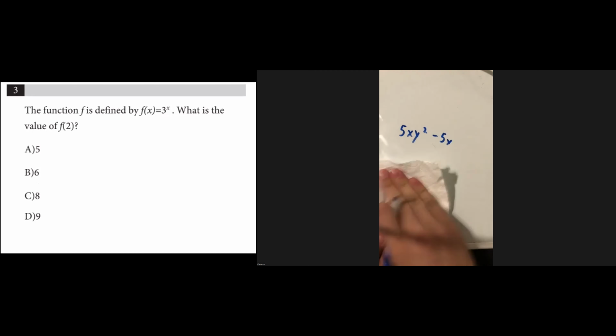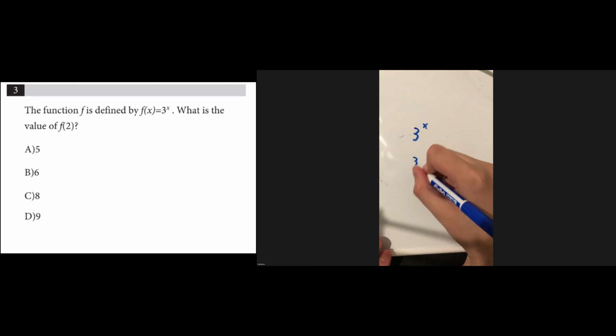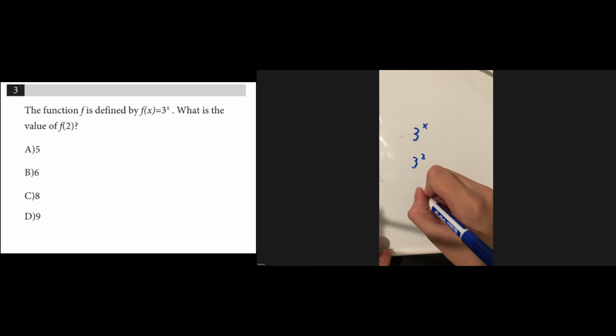Okay, so for this one, we're given an equation. f of x is equal to 3 to the x. What is f of 2? That means we just have to plug in 2 for x. So 3 squared is equal to 9, which is answer choice D.